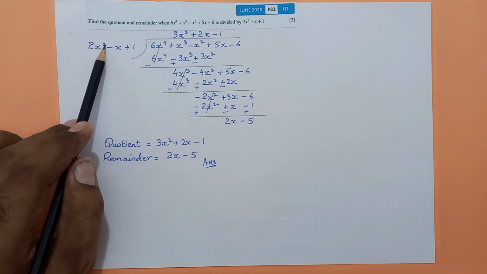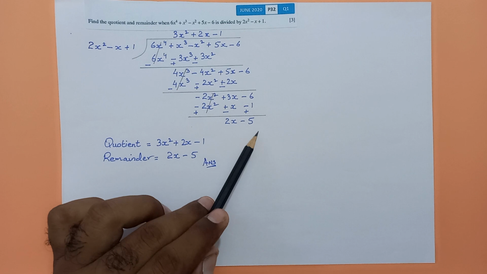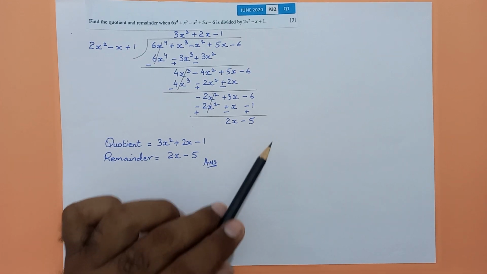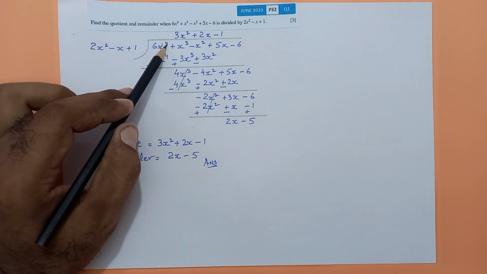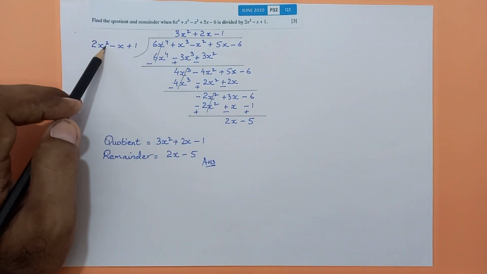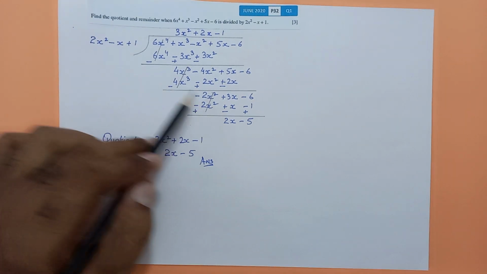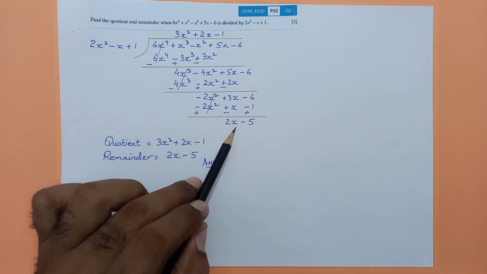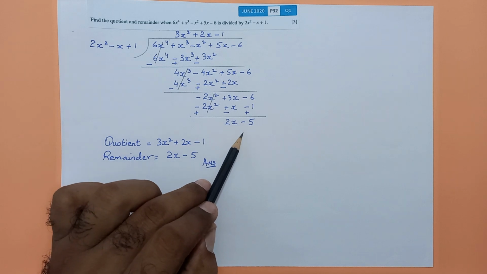Now because the power of this is now less than the power of the divisor, we cannot go for further division. The division goes on until the power of the remainder is less than the power of the divisor. When it was x^4, this was greater than power 2. Over here it was power 3. Over here it was equal to power 2. So we went on with the division. But when it came to a point where the power was less than that, stop there.